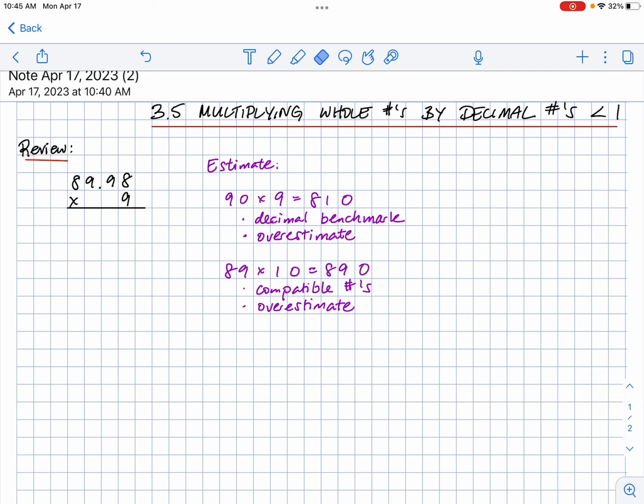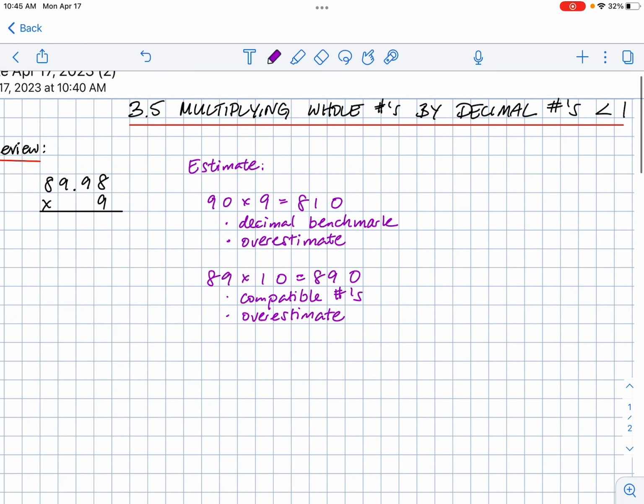So I'm going to take the last column on the right hand side here. 8 times 9 is 72. Carry the 7. 9 times 9 is 81, plus 7, which would give you 88, and then you carry the 8. And then you've got 9 times 9, which is 81, plus 8, which is 89. Carry the 8, and then you've got 8 times 9, which is 72, plus 8, which is 80.